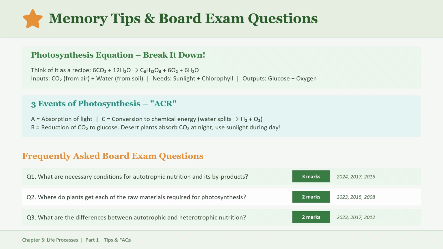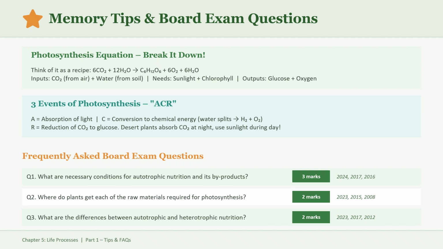These are 3 mark questions which were asked in 2024, 2017 and 2016. For this the answer is, necessary conditions means all those raw materials are the necessary conditions, right? So sunlight provides energy. Chlorophyll traps the sunlight energy. Carbon dioxide we get from the air, and water from the soil. The byproduct is oxygen, which is released during photosynthesis, and glucose is formed.